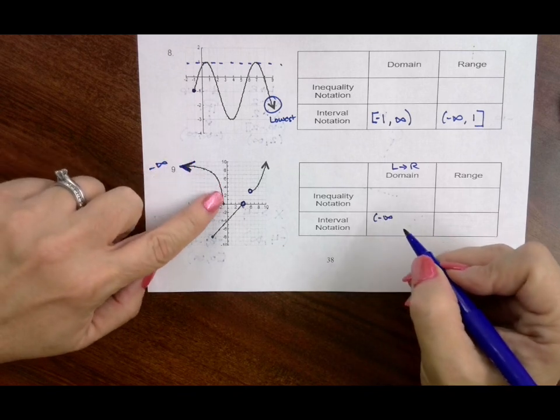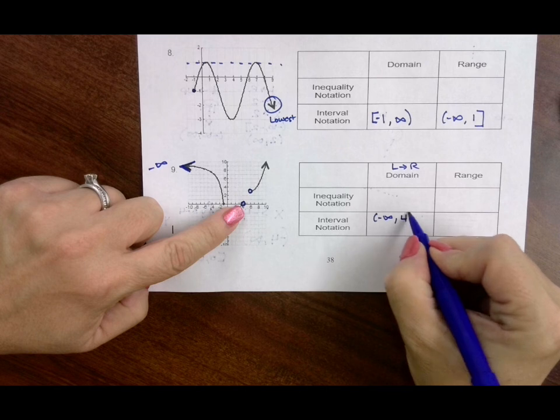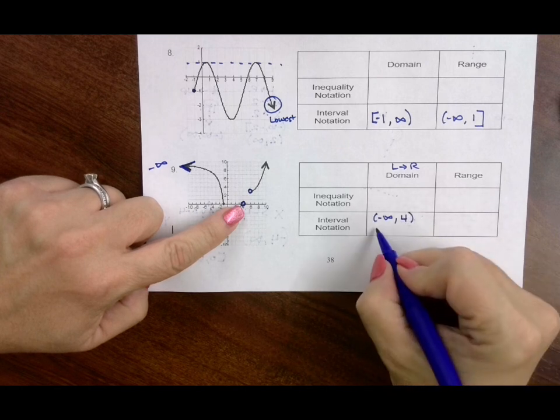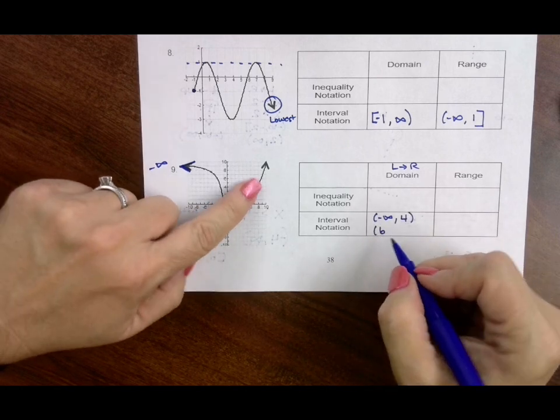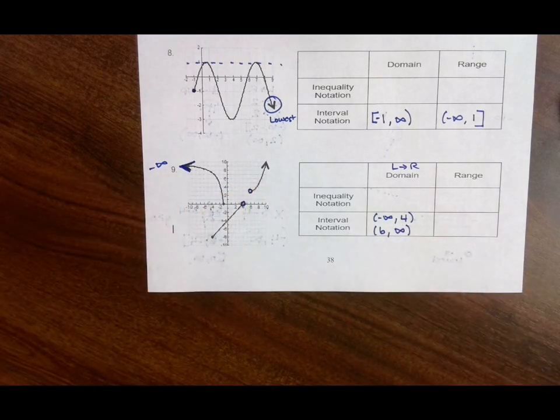All of this, it doesn't matter that I jump down here because I still have x values, and it's going to go all the way to 4. And then it's going to pick up again at 6, and the arrow tells me that it's going to keep going. A little bit tricky.